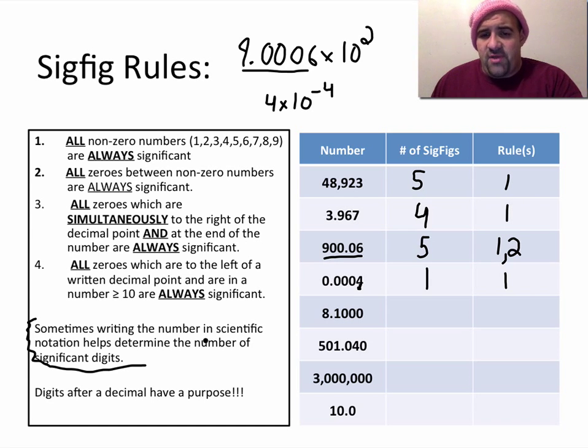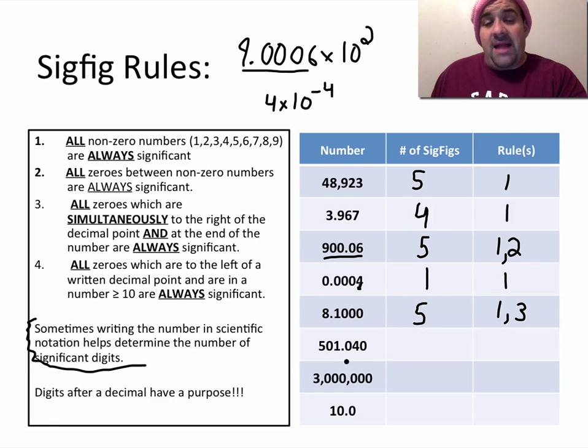There are a couple other rules we have to look at. So we know in this rule, hopefully by rule number 1, all non-zero numbers are always significant. So per rule 1, we at least have 2 significant digits. What about these zeros at the end of the number? All zeros which are simultaneously at the same time to the right of a decimal point and at the end of a number are significant. These 3 zeros are to the right of the decimal point and they are at the end of a number. So per rule 3, those zeros are significant. So every single one of these numbers is significant. So we have 5 significant digits here.